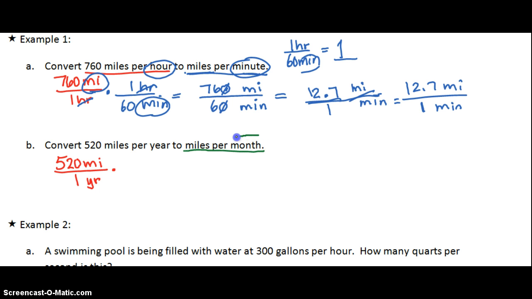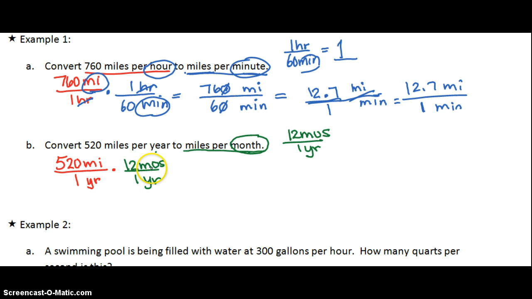So the unit that I need to change is year. I need year to become months. Well, I know that there are 12 months in 1 year. Is that how I want to write it? 12 months over 1 year. Watch what happens if I write 12 months to 1 year. That's a true statement. But my year is not going to cancel here.